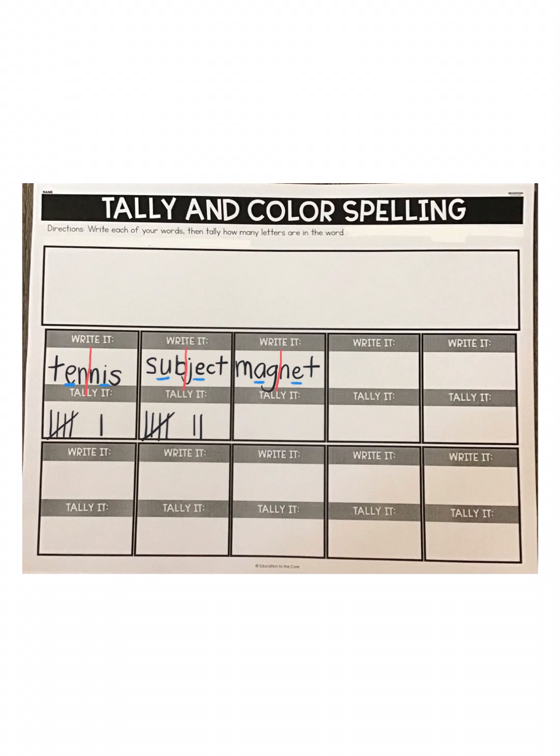Let's go ahead and tally now how many letters there are in the word magnet. 1, 2, 3, 4, 5, finger space, 6. The next multi-syllable word is helmet. Helmet.